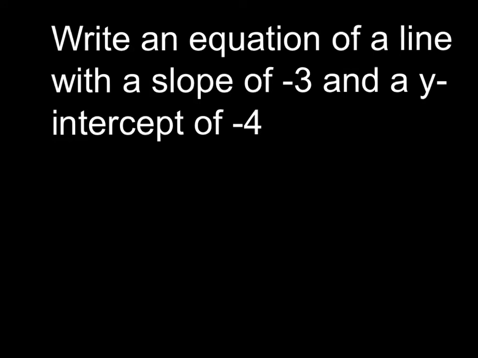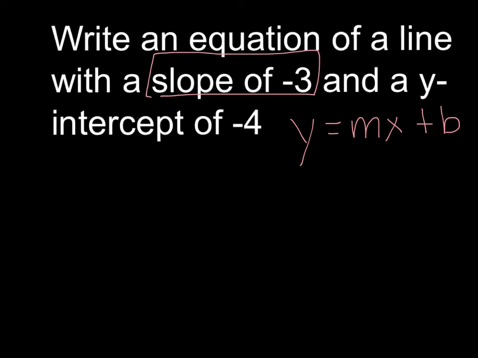So now we're going to write an equation when we are given the slope and the y-intercept. It has to be in this form: y equals mx plus b. The slope of the line is negative 3. So instead of m, I'm going to write negative 3. M stands for the slope. I'm just putting negative 3 in instead of m. X stays where it is.